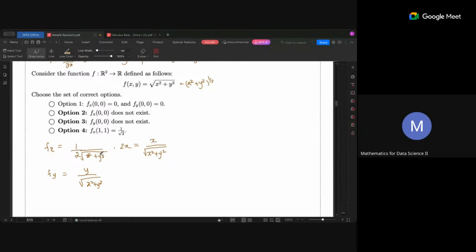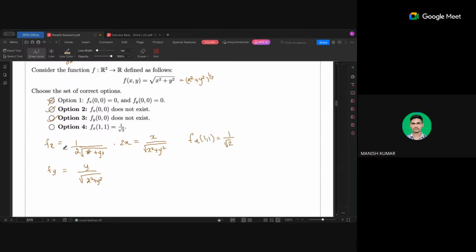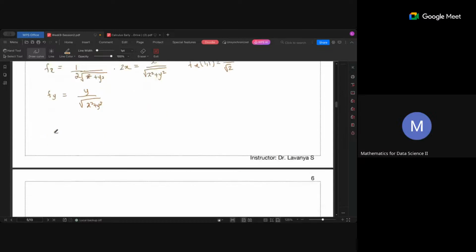Okay. So are they defined at 0 comma 0? No, ma'am. Okay. So you see that this is incorrect. They do not exist. What about at 1 comma 1? It's 1 upon root 2. Okay. Fine. This option is also correct.